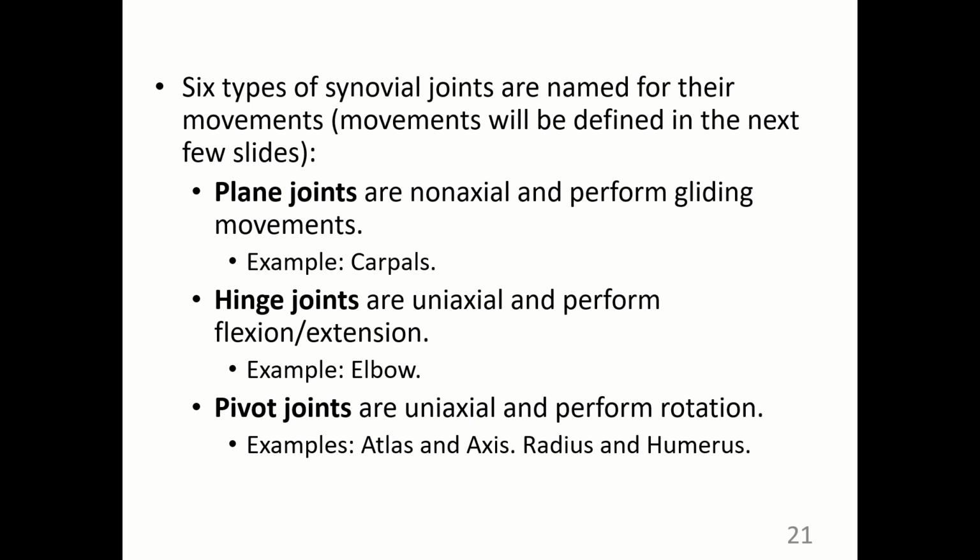So good examples are the atlas and axis when you are rotating your head in a no position. And then the radius and the humerus when you are pronating and supinating your palms. To supinate, your palms are facing forward. Then to pronate them, you rotate the radius and humerus and your palm faces back.